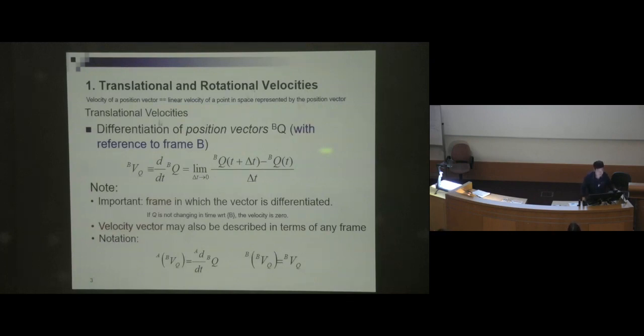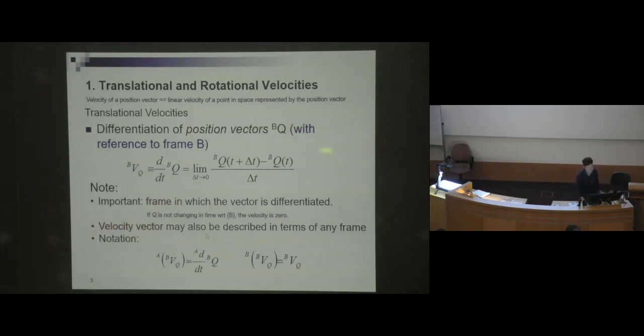If we look at the translational velocity, we have a point Q, and we have a position vector BQ. The B over here implies that Q is with reference to frame B. When we differentiate this position vector, we have BVQ, the velocity of Q with reference to frame B. The differentiation d/dt of BQ is defined as the limit as delta t goes to 0 of BQ(t plus delta t) minus BQ(t), divided by delta t. This is the definition of BVQ, the differentiation of a position vector.